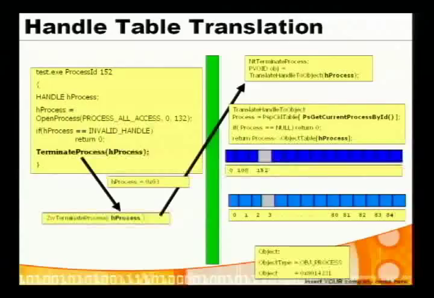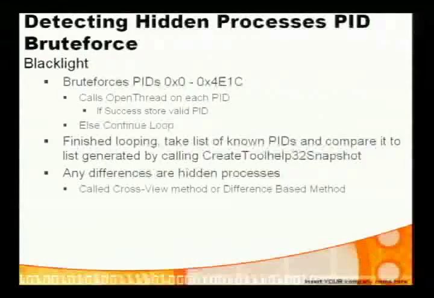That's what this slide shows. We just nulled out that entry. So in this case, we would go to the PSP CID table and just null out that object pointer. Therefore, next slide, people who brute force across PIDs or TIDs would not see us.